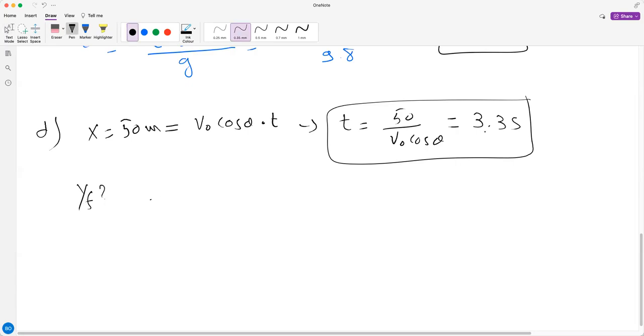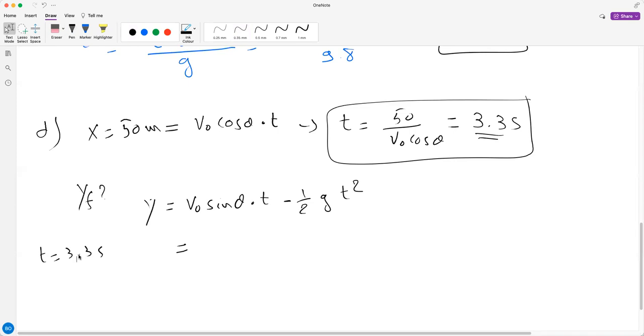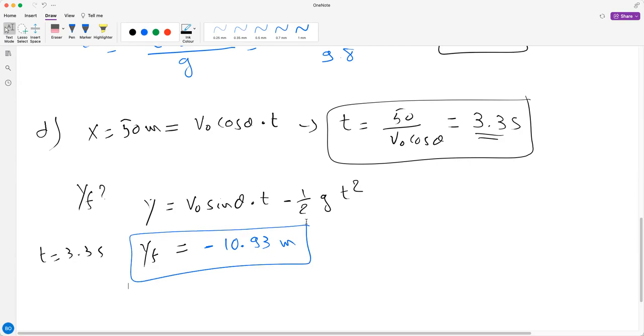So we know that yf will be reached after 3.3 seconds. All we have to do is to replace by each value. The y position is equal to this equation, which we already determined. If we replace with t equal 3.3 seconds, we will find that the y position, yf, is equal to minus 10.93 meters, which is to be expected because our horizontal axis is above this.